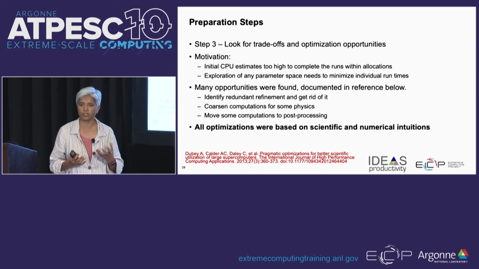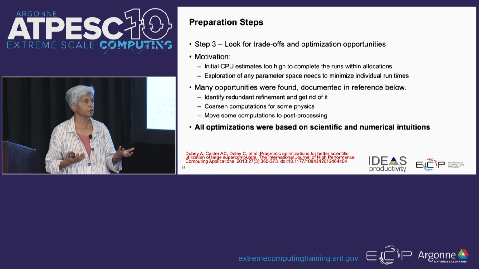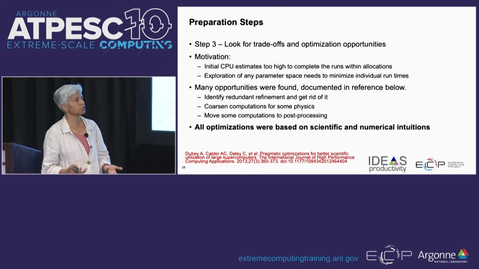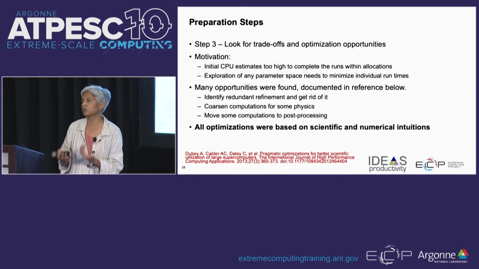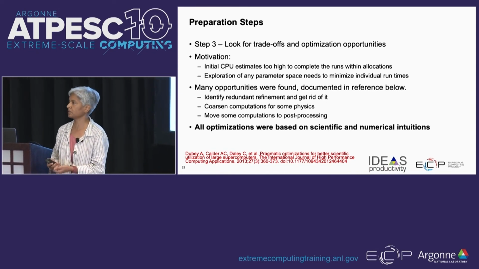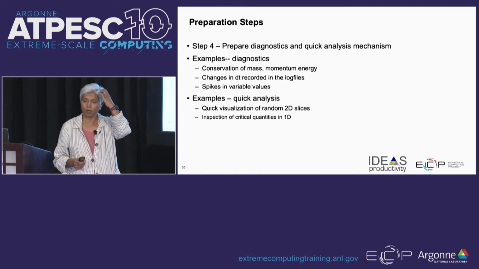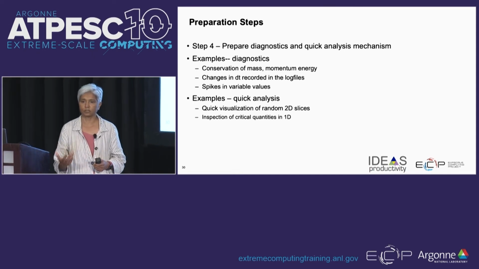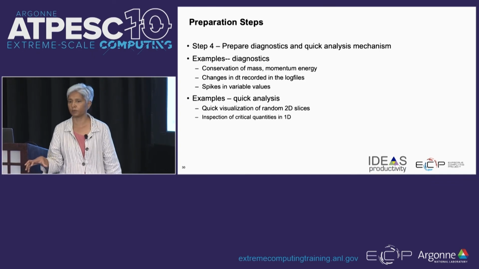It was a combination of identifying where redundant refinements were happening and getting rid of them, coarsening some of the physics computation if it was not going to have too much impact on the overall outcome, and also moving some computations to post-processing instead of doing them in line. With all of that, the final step was preparing for diagnostics and quick analysis mechanisms. So the first one was, of course, the conservation of mass, momentum, and energy.